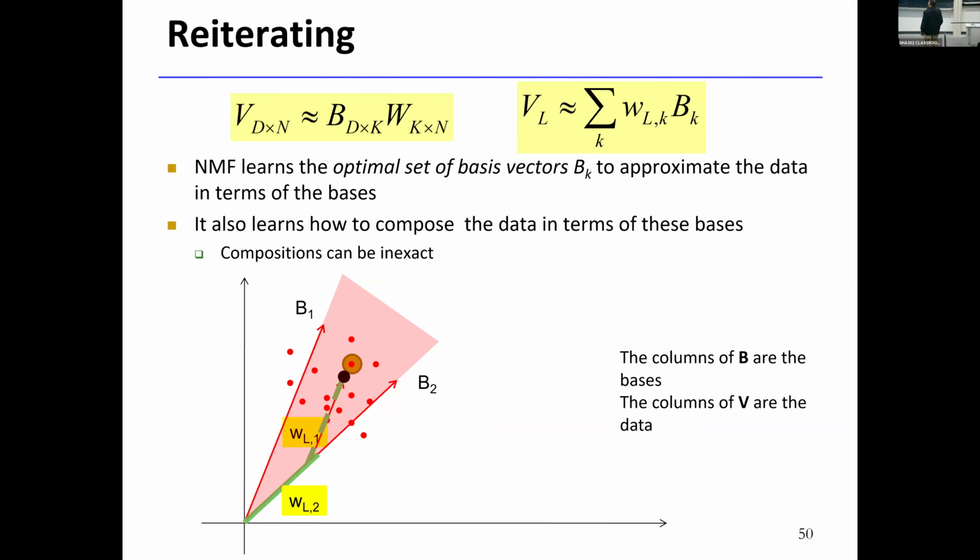So how does this work? Again, reiterating, I'm going to have a D cross N matrix V. I'm going to have a D cross K matrix of bases, and a K cross N matrix of weights. So each vector in V is going to be composed as a weighted sum of my bases.